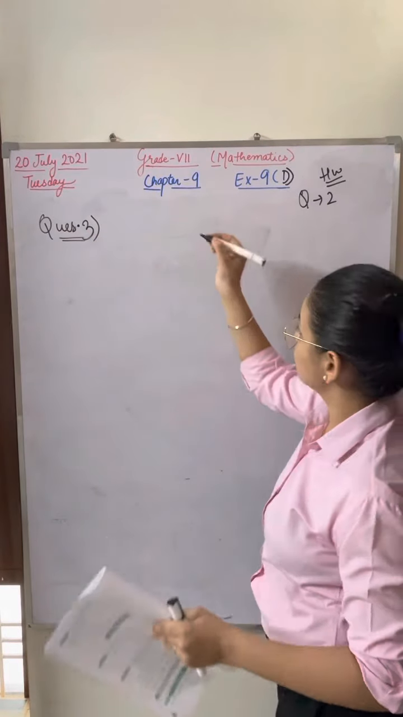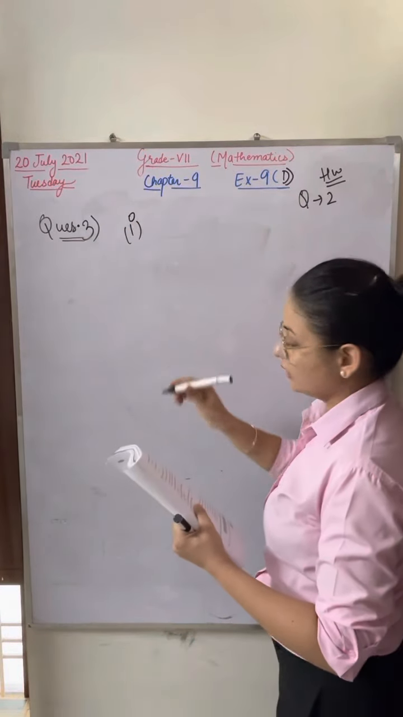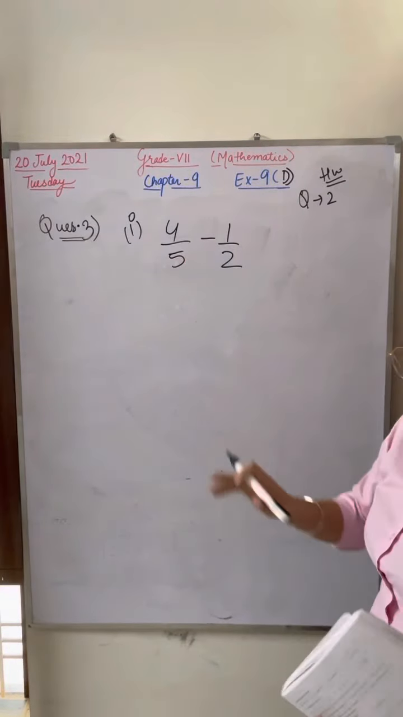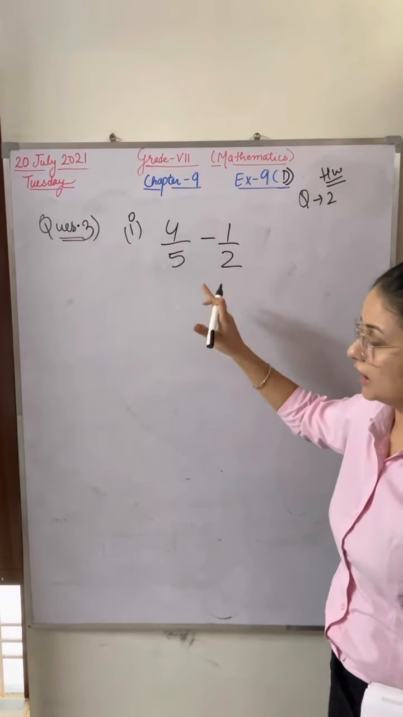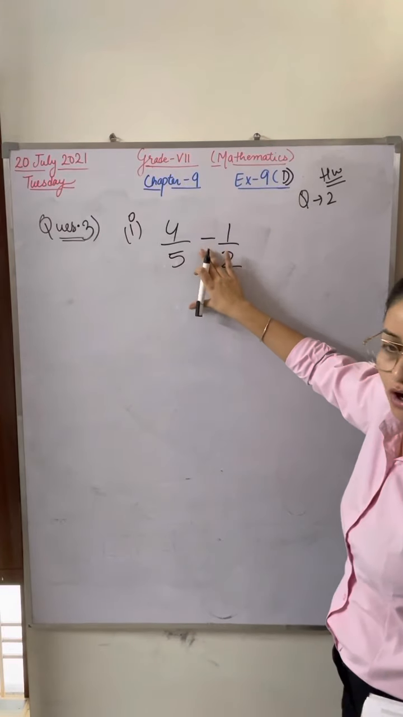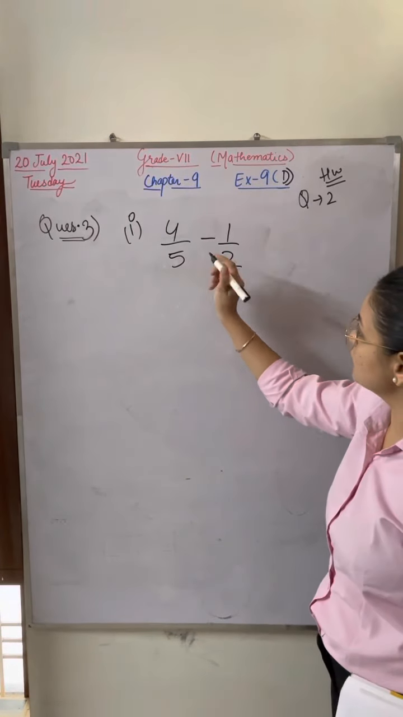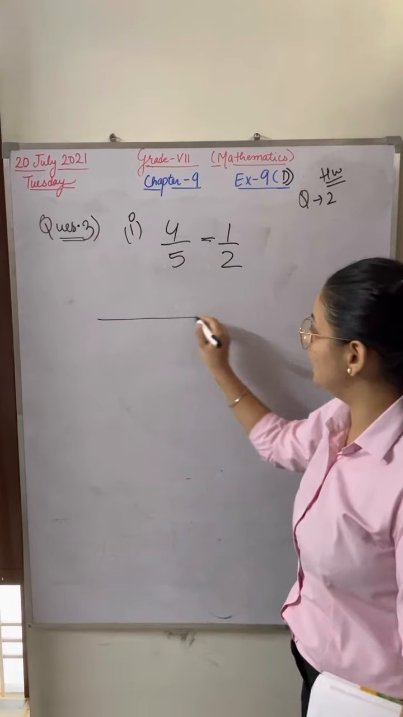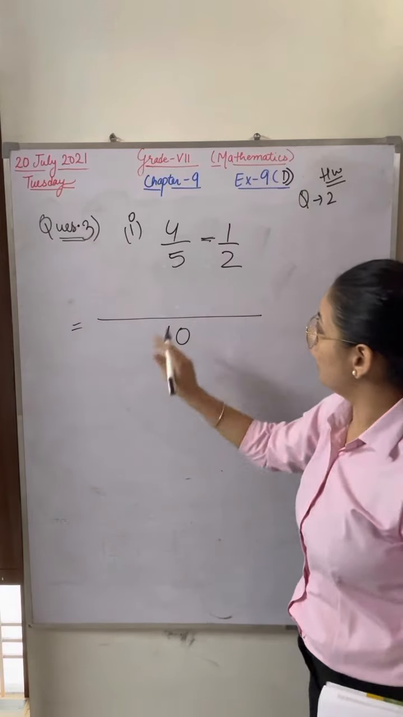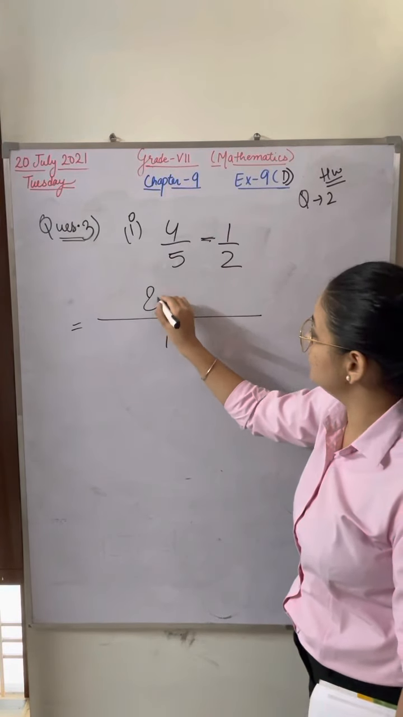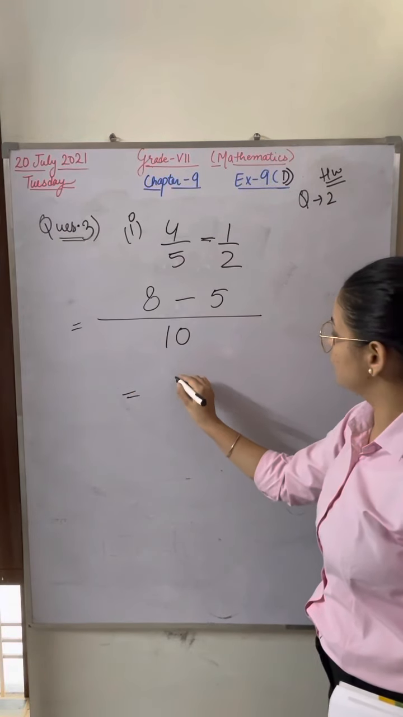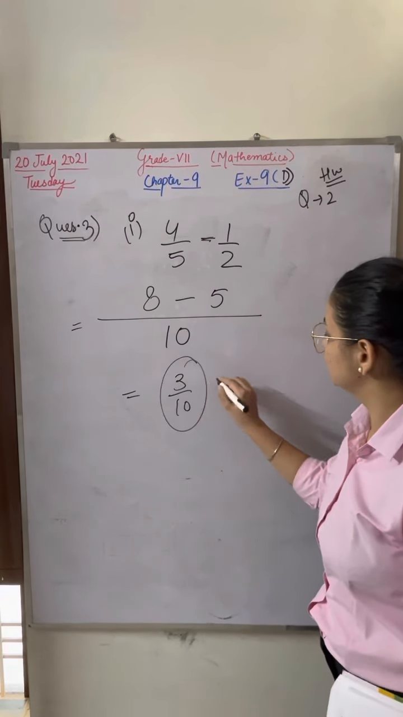Suppose I am doing the first part. The rest will be your homework. 4 upon 5 minus 1 upon 2. Now here you don't have to judge which one you have to write in the beginning. They haven't mentioned from. They have mentioned only the minus sign. So just take out the LCM of 5 and 2. The LCM will be 10. Now 5 2s are 10, 2 4s are 8, 2 5s are 10, 5 1s are 5. So the answer will be 8 minus 5, that is 3 upon 10.